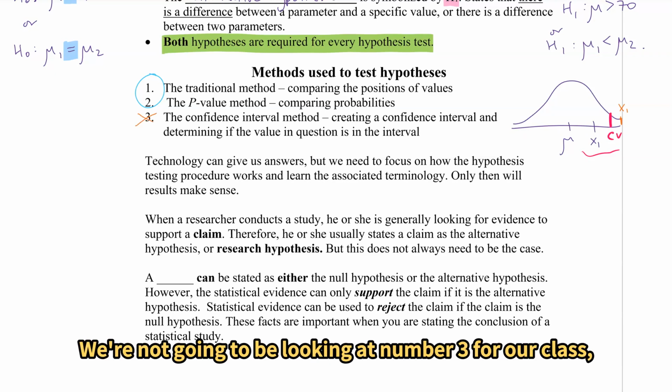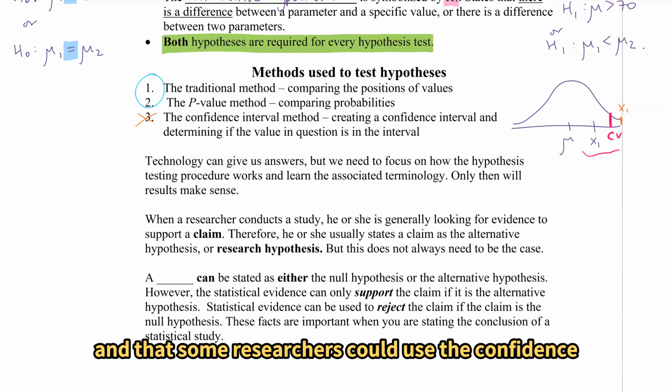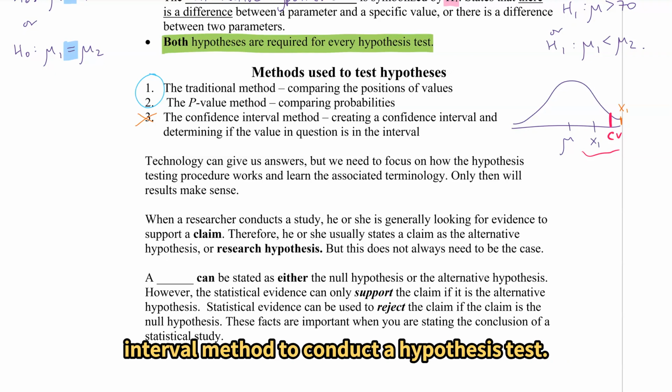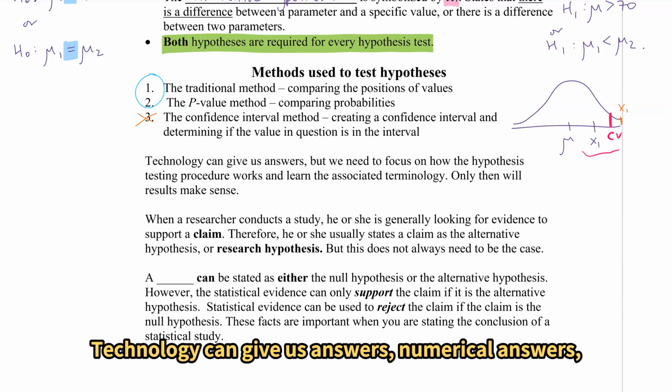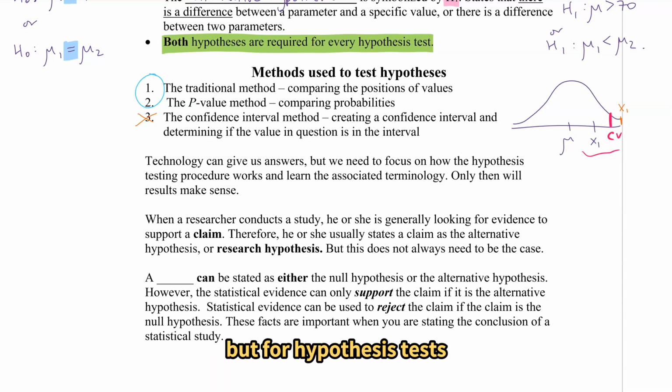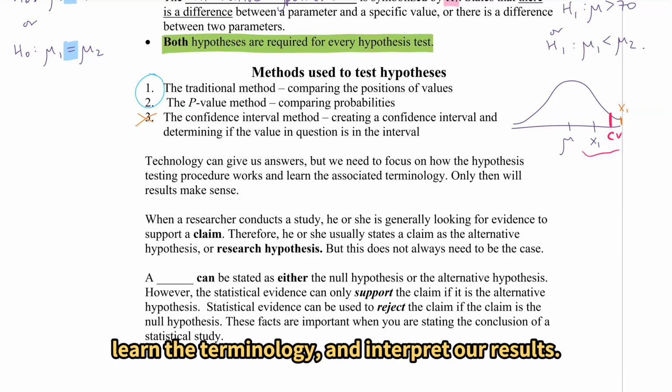We're not going to be looking at number 3 for our class, this confidence interval method. Just know that it exists and that some researchers could use the confidence interval method to conduct a hypothesis test. We just don't often do it. Technology can give us numerical answers, but for hypothesis tests, we must go beyond just the answer and the simple conclusion. We need to focus on how the hypothesis test works, learn the terminology, and interpret our result.